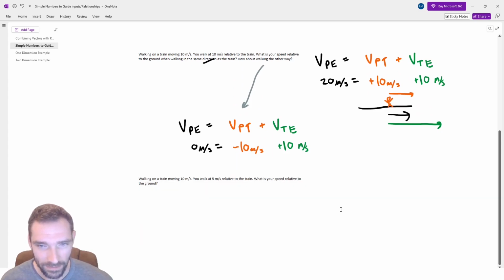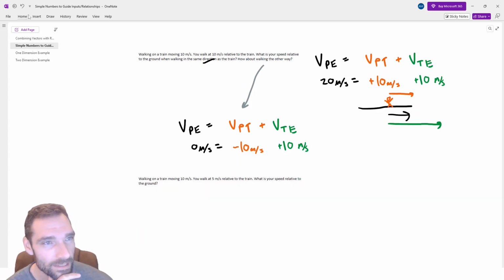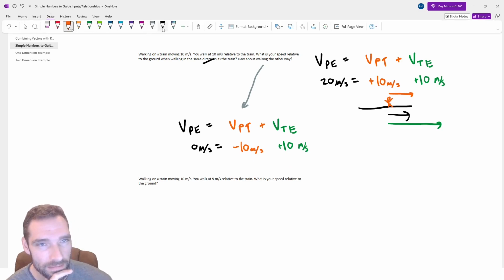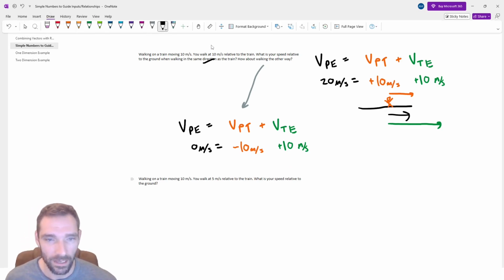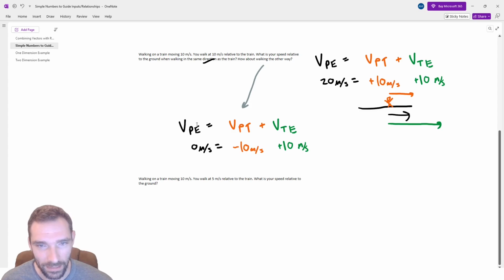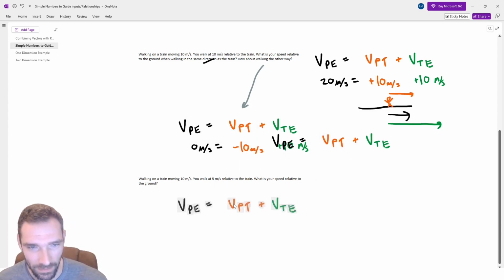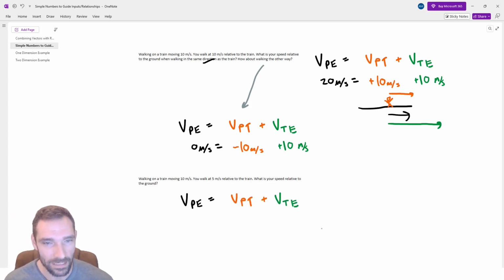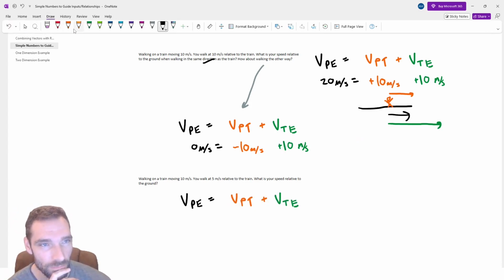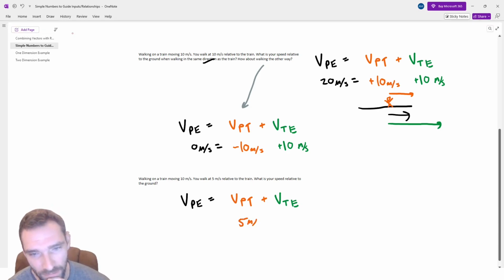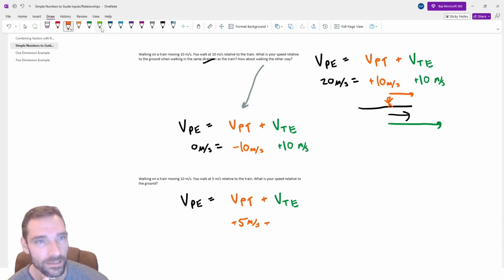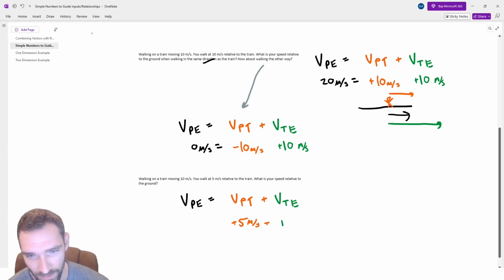Now, you're probably not going to have numbers that cancel out exactly here. Let's say that we've got the same sort of idea here, but you're walking not exactly at the same speed as the train. So let's say that maybe the train is moving at 10 meters per second and you're moving at 5. So the person relative to the train is 5 meters per second. Maybe you're walking in the same direction as that train. And in that case, you just add those numbers up.